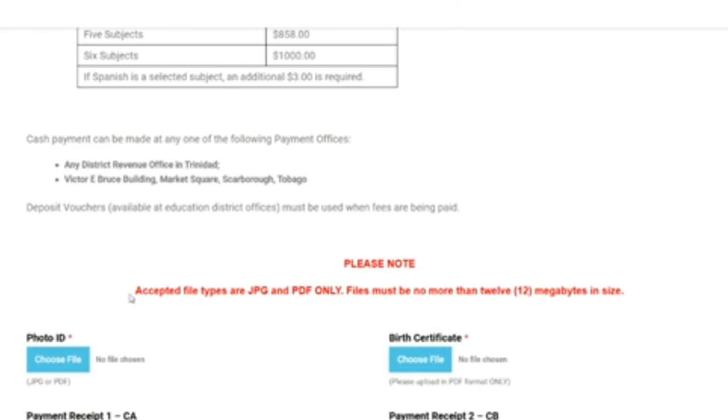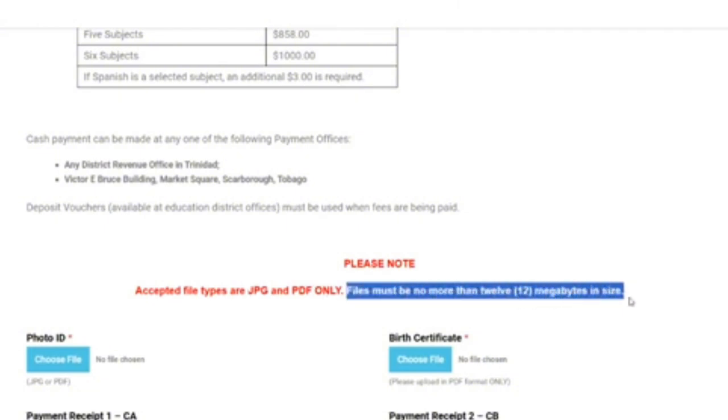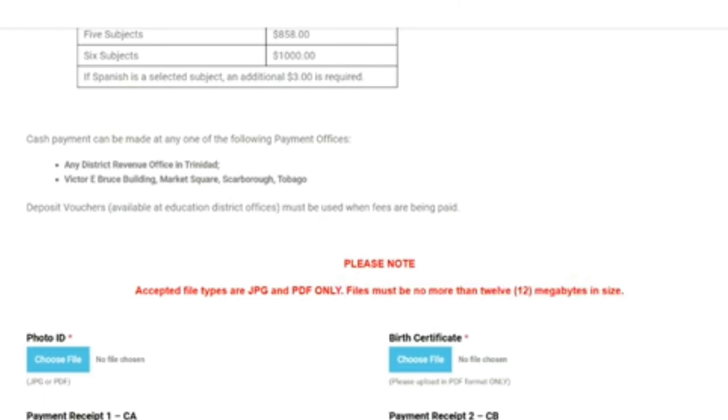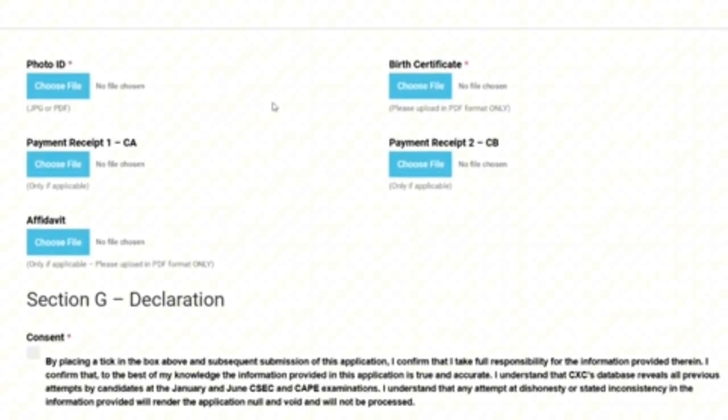So please note, accepted file types are JPG or PDF only. So make sure your photo of your birth certificate and those things are in JPG or PDF, right? That's the only files that you can upload. Files must be no more than 12 megabytes in size. I don't know that off my head, but you will know if you upload it and it's not going through, that the file is bigger.